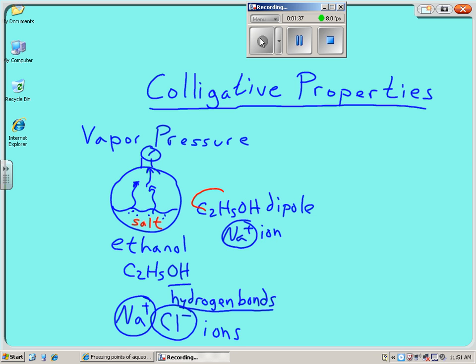And so some of this ethanol tries to escape, but the sodium or the chlorine holds it back. So it takes more energy to cause that to escape. What ends up happening is the vapor pressure will be lowered, reduced, because there are fewer particles able to escape. More of them are held in the liquid phase in the solution because of the ions. So the ion-dipole forces hold the ethanol back and keep more of it from evaporating.